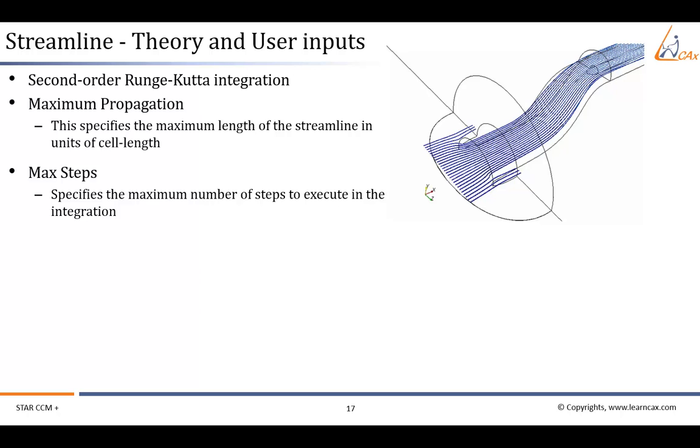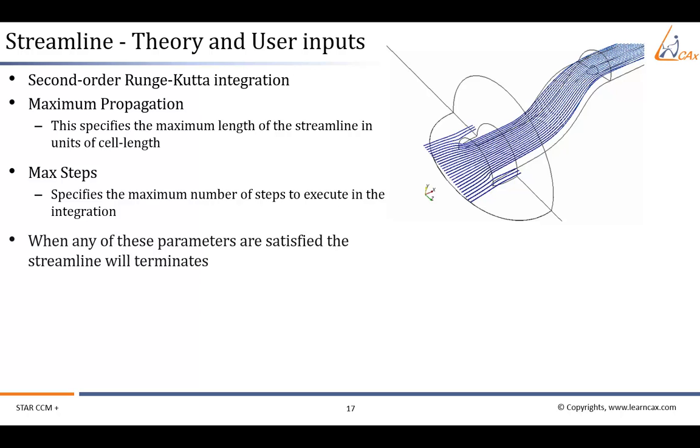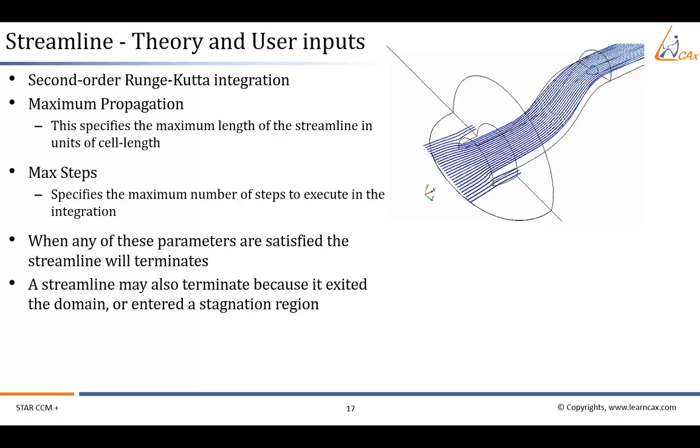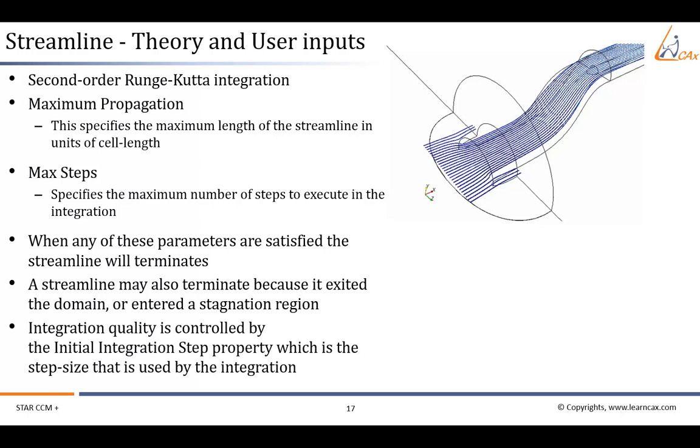What will decide when the streamline ends? When any of these above parameters are satisfied, the streamline will terminate. A streamline may also terminate because it exited the domain or entered a stagnation region. What will control the integration quality? Integration quality is controlled by the initial integration step property, which is the step size that is used by the integration. If this value is smaller than the average cell length, the resulting streamline likely contains many more points than desired.